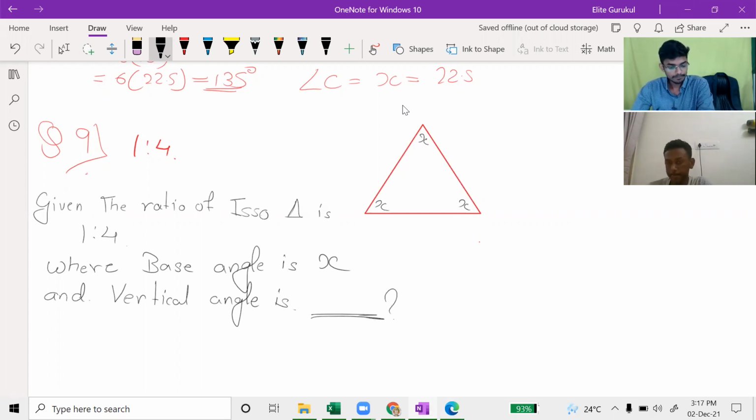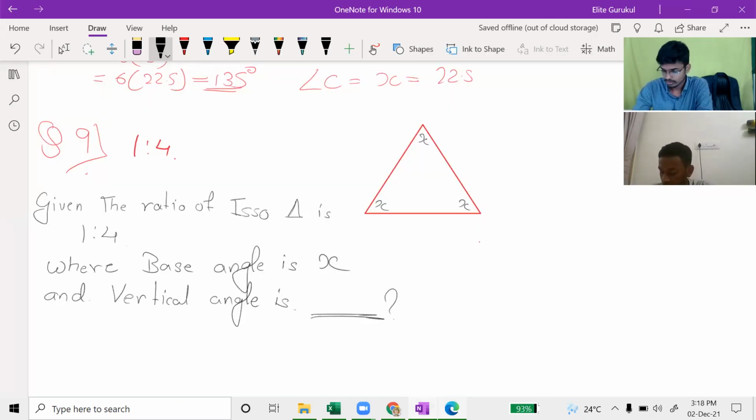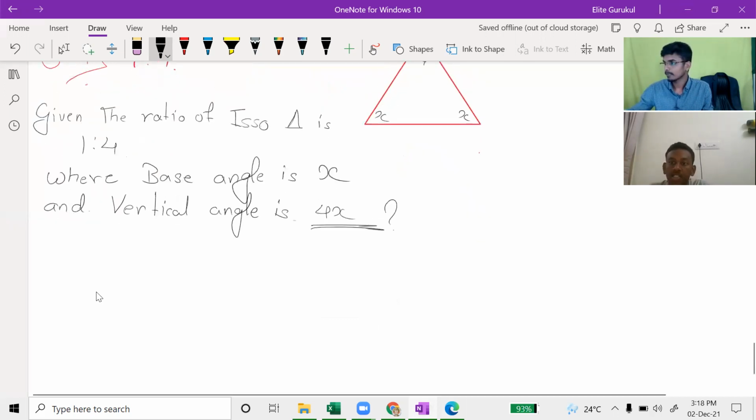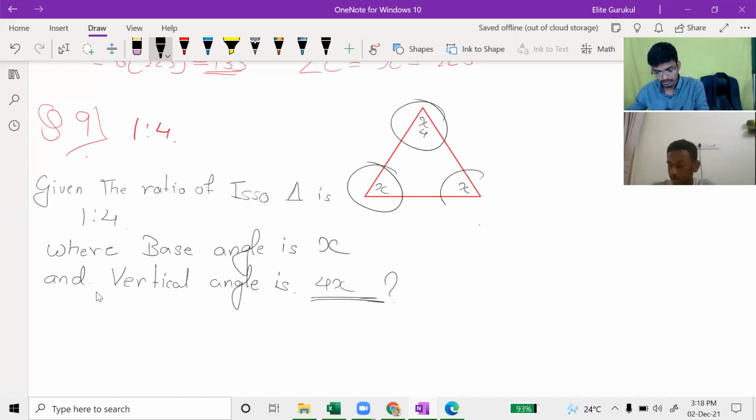Listen now carefully. What they have told us, the base angle is 1, so the base angle will be 1x, and the vertical angle is 4, so the vertical angle will become 4x. Any doubt till here? No, sir.